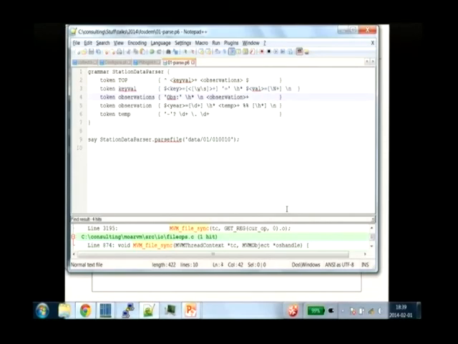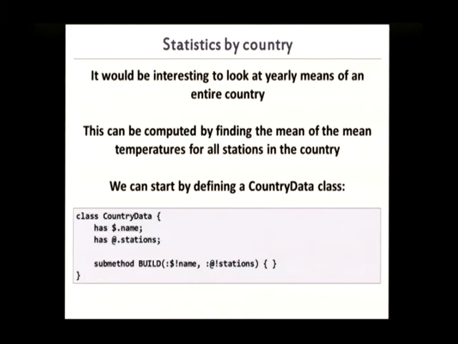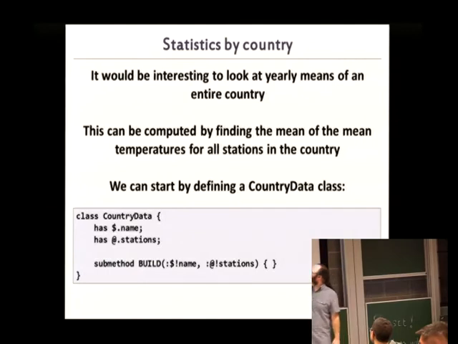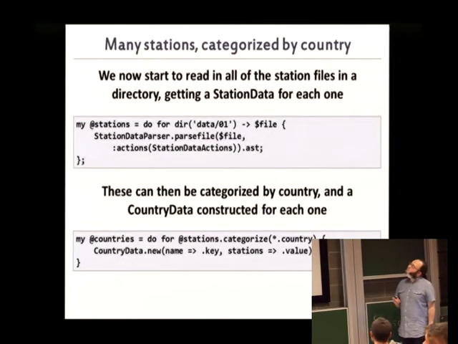Alrighty, so what next? The thing is that I haven't just got data for individual stations. I've got loads and loads of them, tens of thousands. And what I want to do is start looking at doing this by country, so we can plot a graph of the mean measurements across all the countries. We start out just by doing this: we find a country, a class with a name, a set of stations.